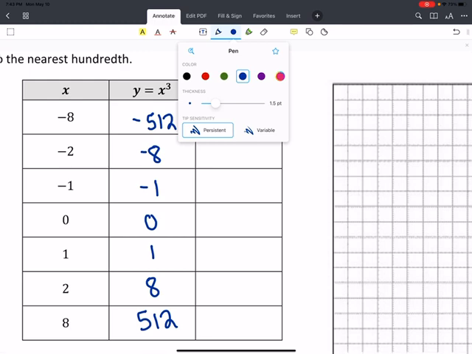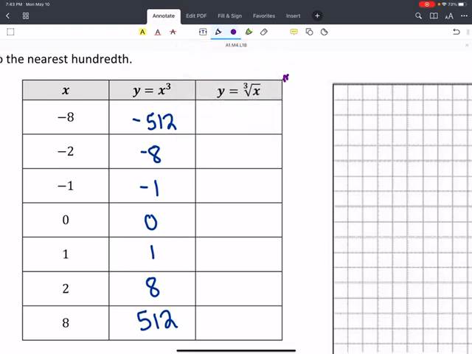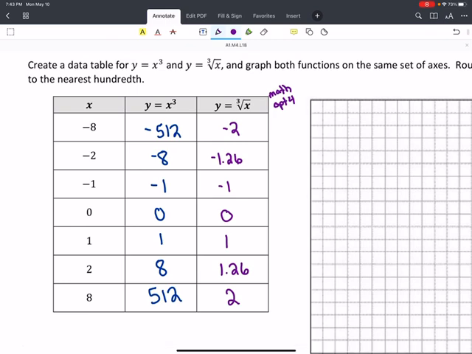For the cube root, remember, this is math and then option 4 for the cube root. The cube root of -8 is -2. The cube root of -2 is -1.26. The cube root of -1 is -1. The cube root of 0 is 0. The cube root of 1 is 1. The cube root of 2 is 1.26. And the cube root of 8 is 2. So you should notice a pattern here.